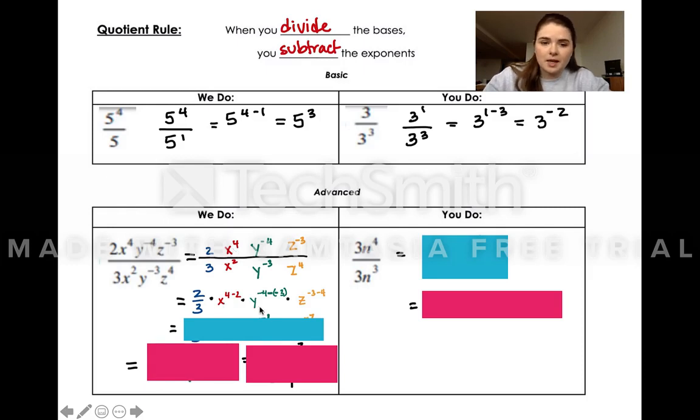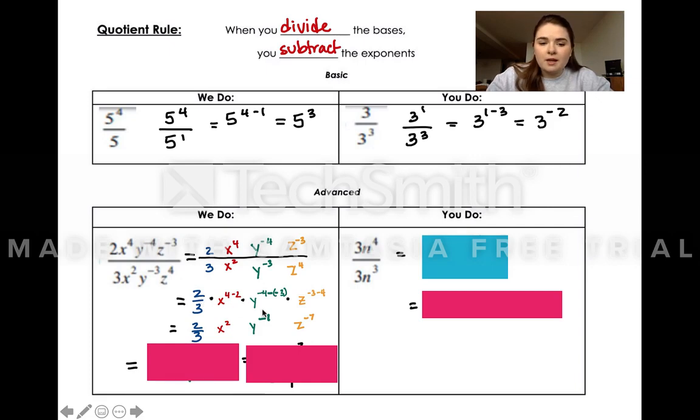Next, I've got my y terms, so I have -4 minus -3. Even though that number is negative, we're still using subtraction because the quotient rule means we are always subtracting. And finally, here I got z to the -3rd and z to the 4th, and I'm going to subtract those exponents and keep the bases the same for all 3 of them. So I've taken something that looks really complex and I've broken it up into 4 distinct parts, and I'm using the quotient rule on every single part.